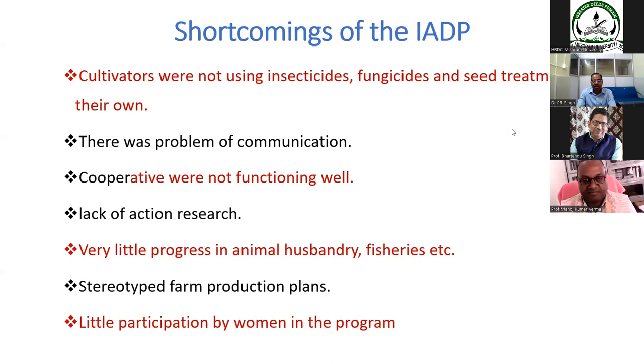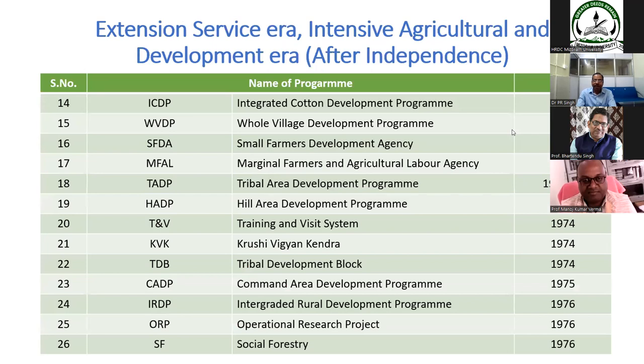There was very little progress in animal husbandry and fisheries at the time of IADP in 1960. Then there was a stereotyped farm production plan, and little participation of women in the program. Today, women participate more, and are better workers than men. I'm not criticizing men or women, but in the farming community, women are doing so many jobs rather than men.